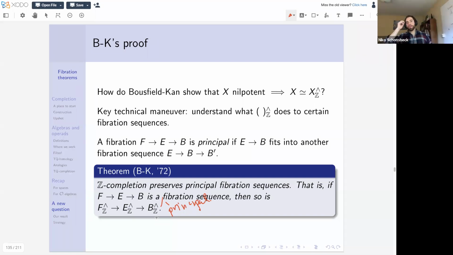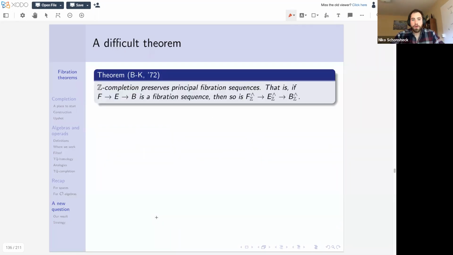How they then get the result is essentially saying that a space is nilpotent if and only if its Postnikov tower is built from principal fibrations, and then they just do an induction up the tower. That part's not too crazy. This is the real heart of what they do. So again, this is their theorem. I apologize again. There should be a big principal here. Principal fibration sequence.